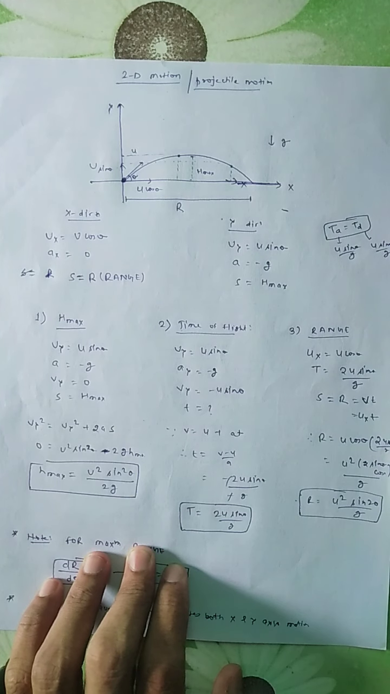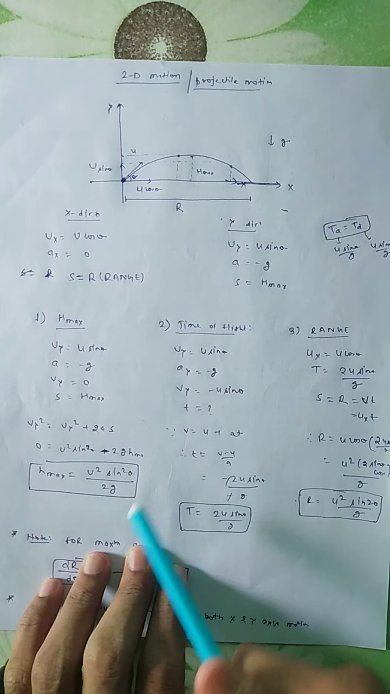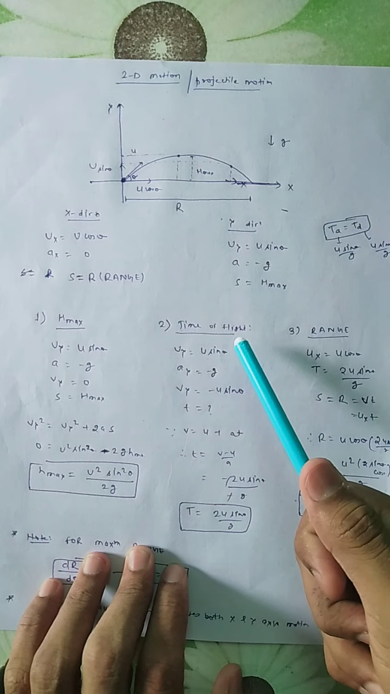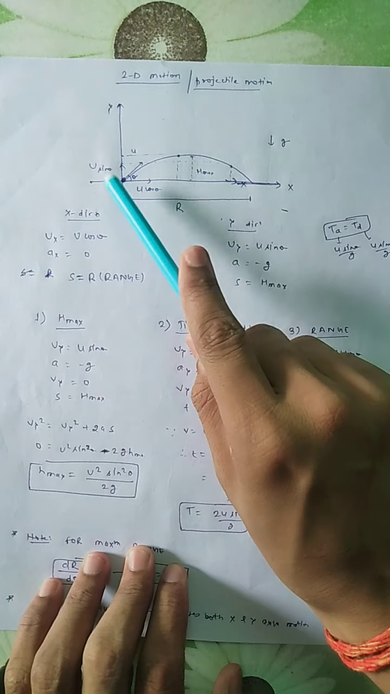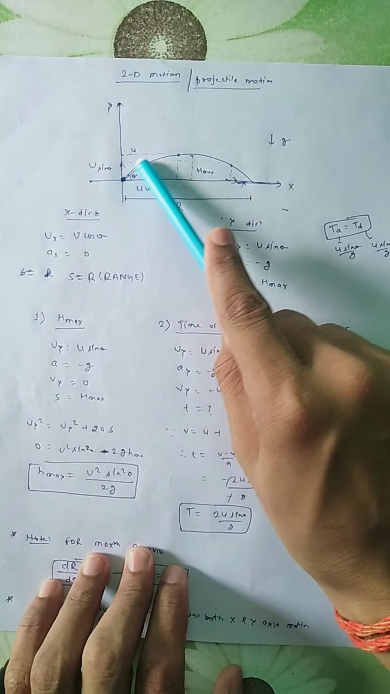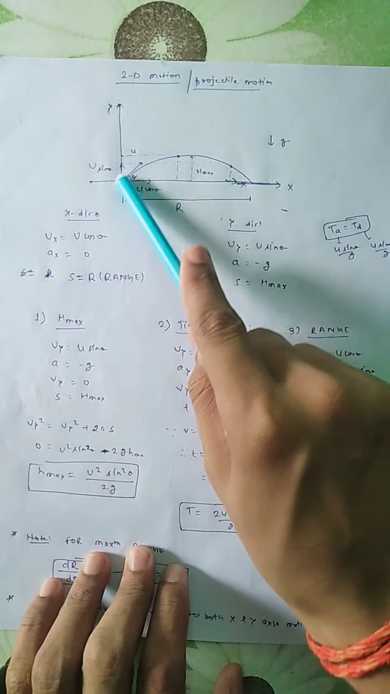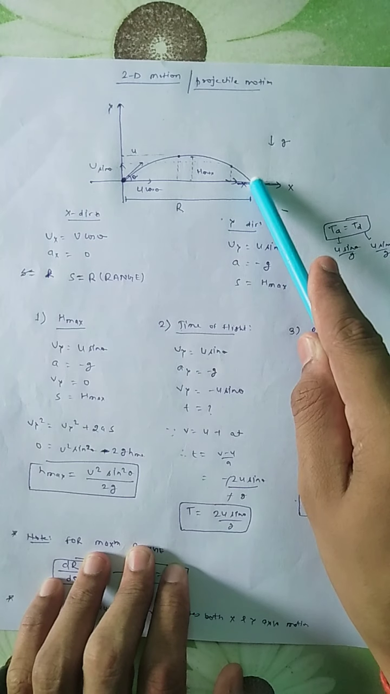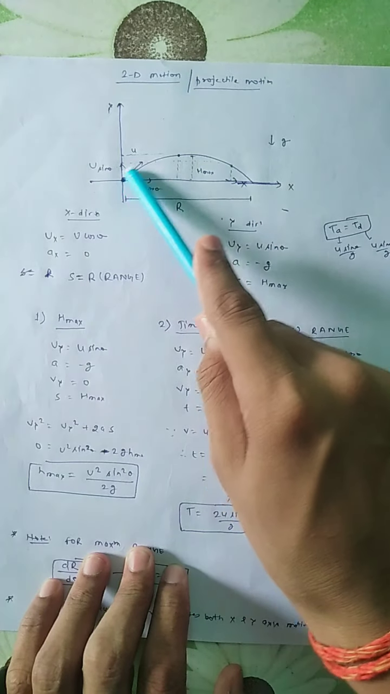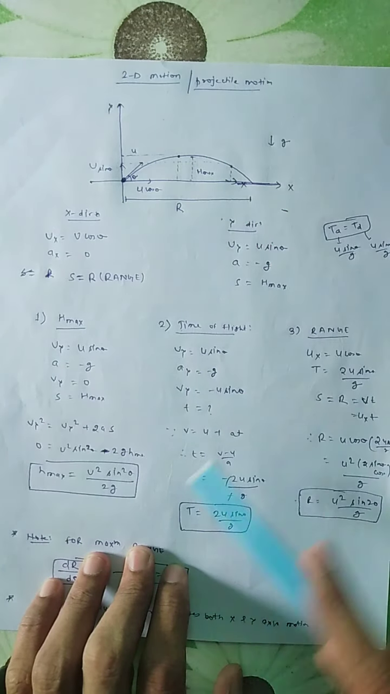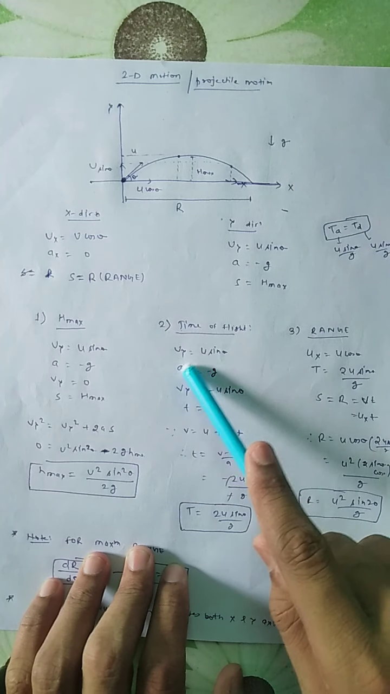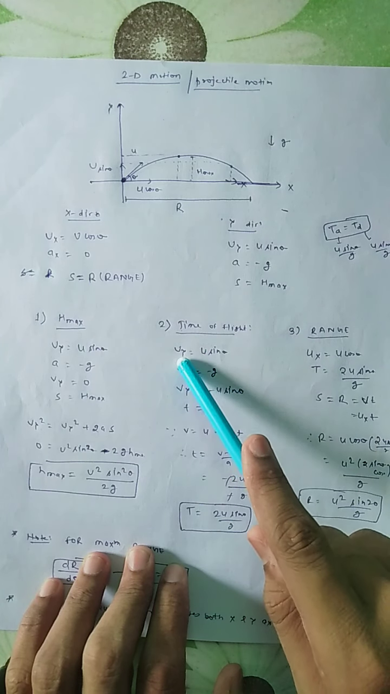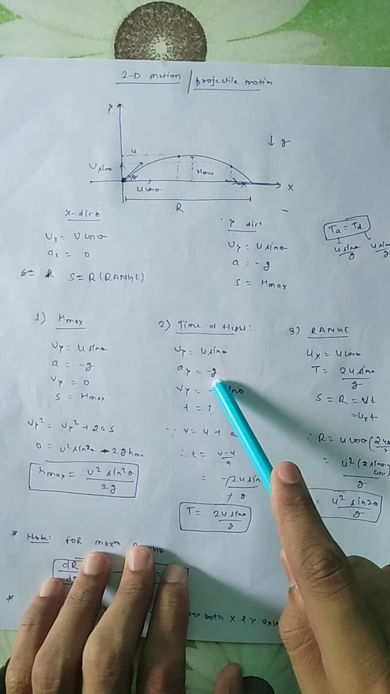Now we will discuss the time of flight. Time of flight is the total time during which the ball is in the air, the total duration in which the ball is in air. So this is known as the time of flight. For time of flight we will simply use the y directional motion, uy is equal to u sin theta, acceleration in y.